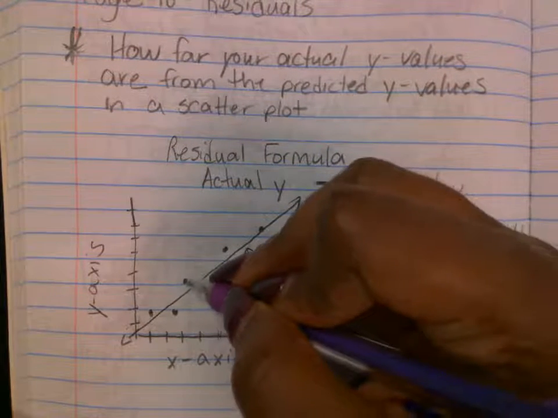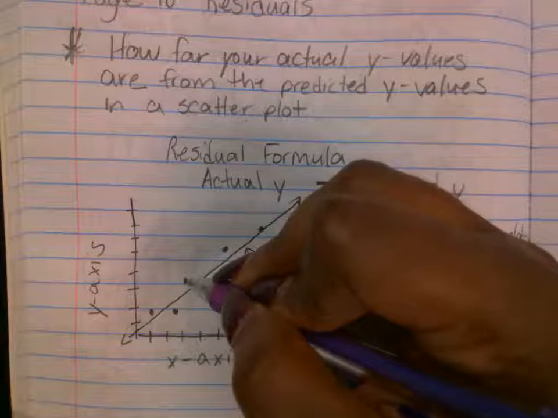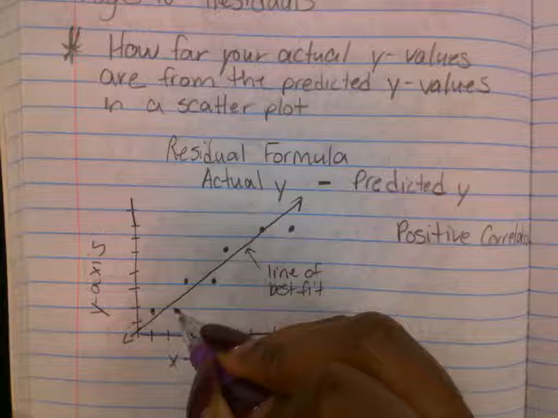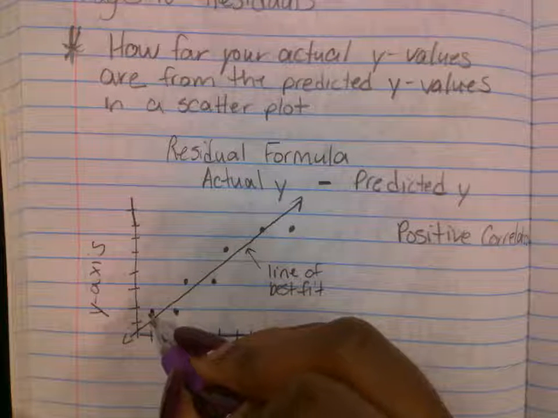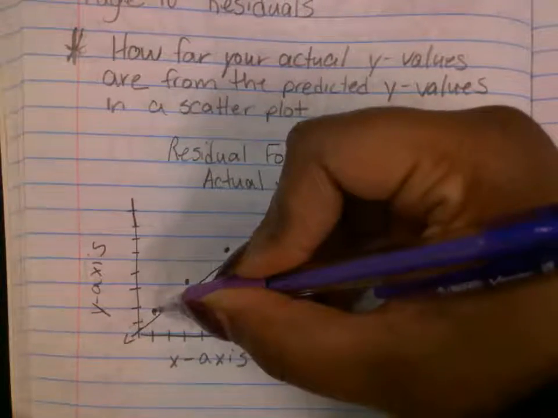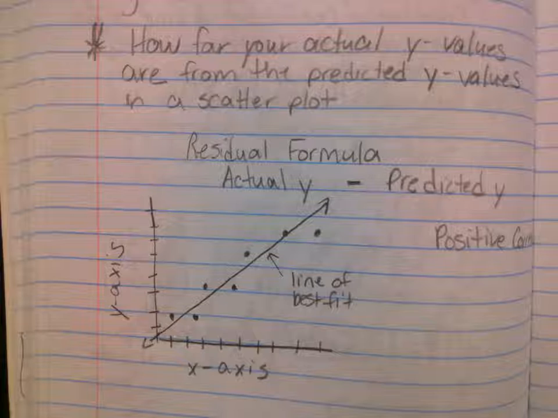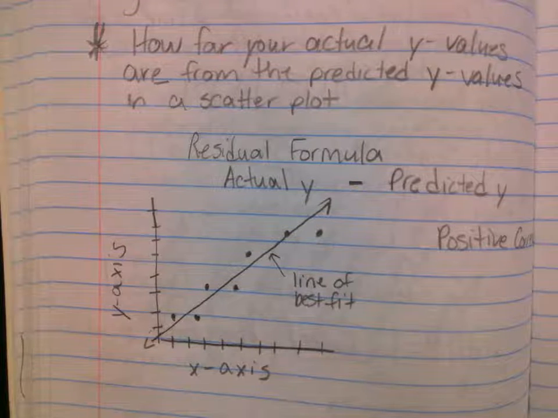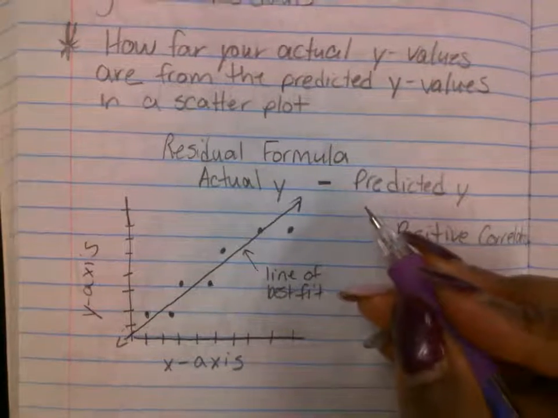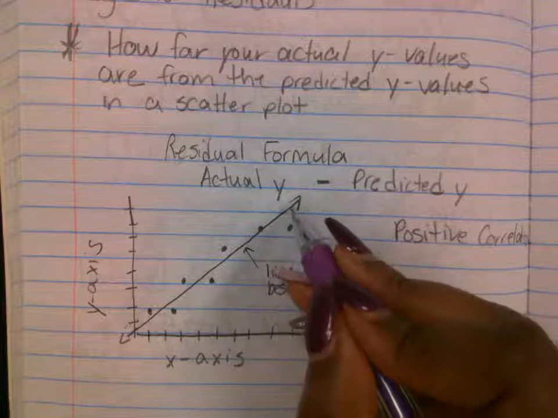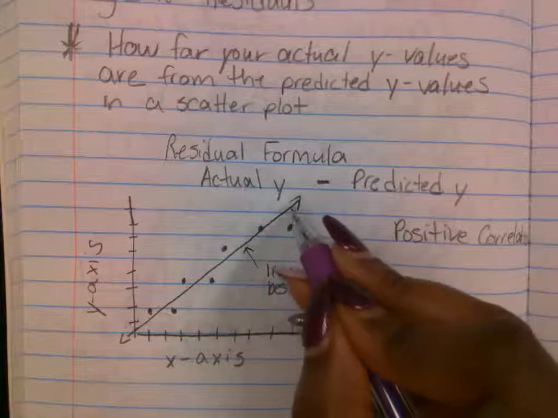What about the residual for this one? Positive. Why? Because it's above the line. What about the residual for this one? Negative, because it's below the line. And then what about this one? Above the line. Okay, do you understand that? So the residual for each of these points is the distance of how far it is away from the line of best fit.